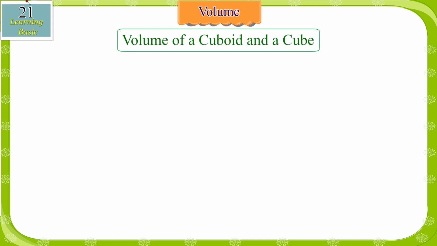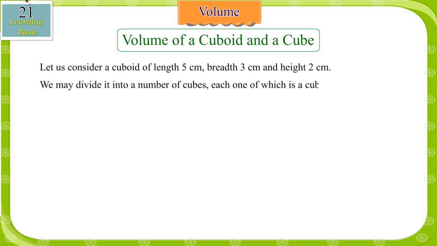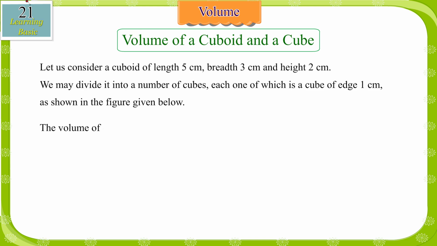Volume of a cuboid and a cube. Let us consider a cuboid of length 5 cm, breadth 3 cm and height 2 cm. We may divide it into a number of cubes, each one of which is a cube of edge 1 cm, as shown in the figure given below. The volume of each such cube is 1 cm cube. Clearly, 30 such cubes are formed.